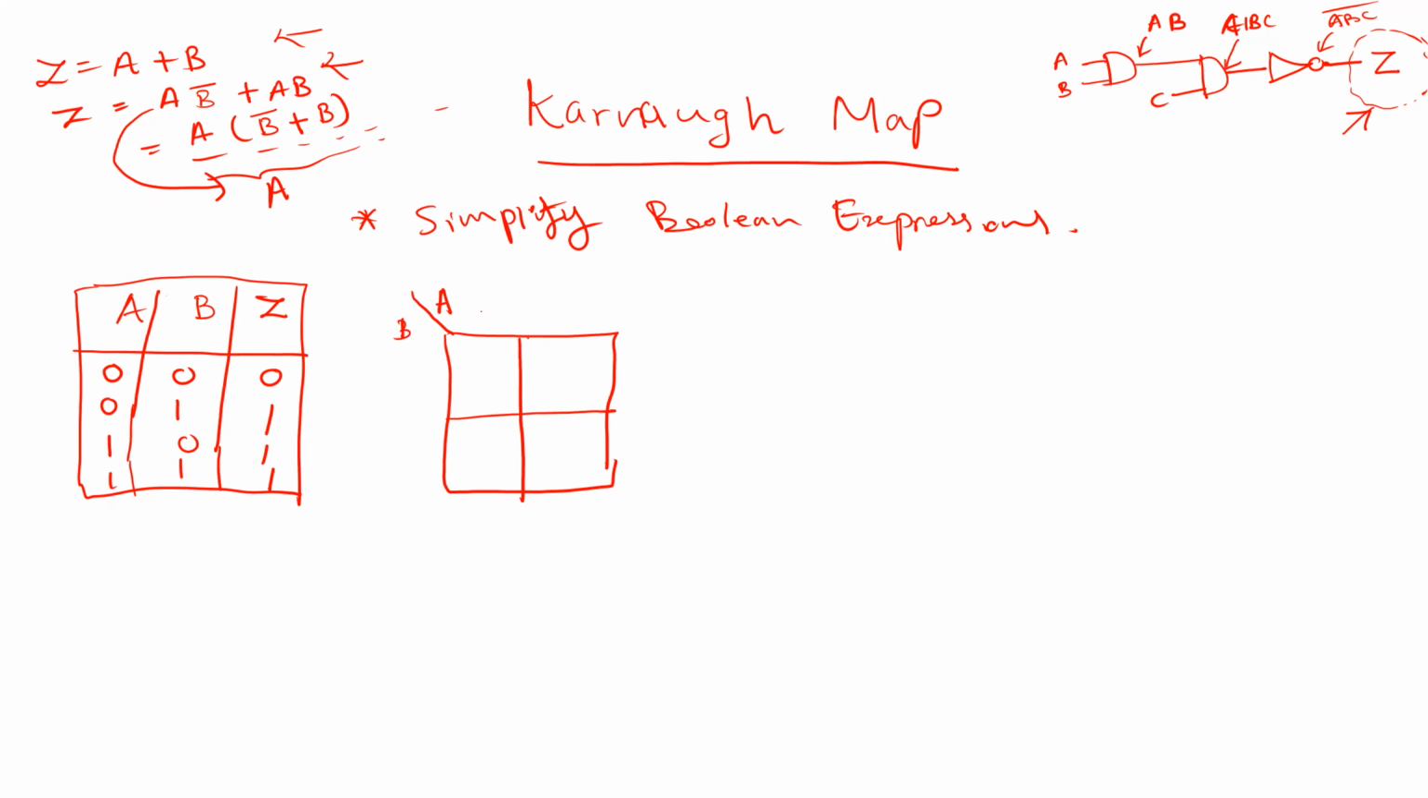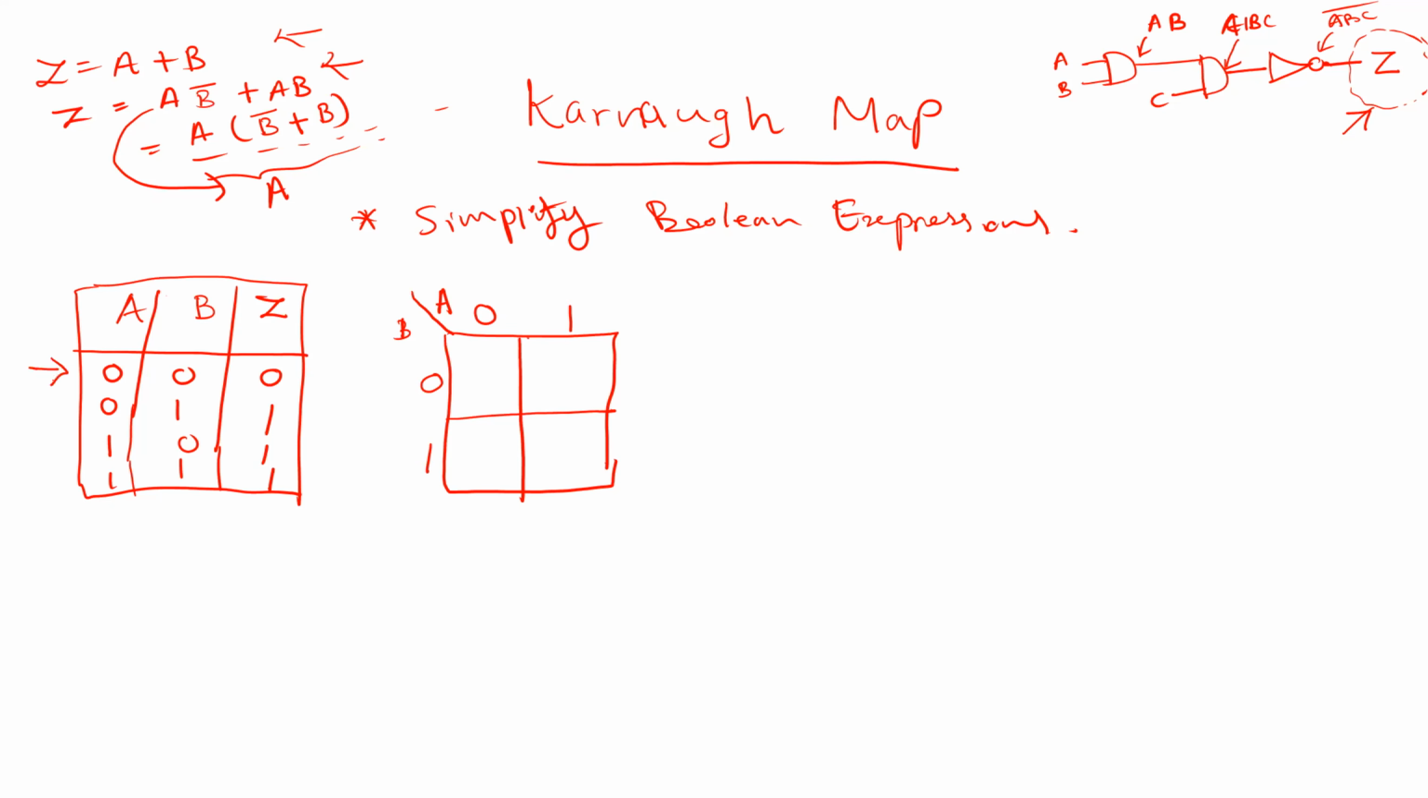So on this side, A can be either 0 or 1. B also can be either 0 or 1. Right? B can be either 0 or 1. A can be either 0 or 1. Right? So this is how we add values.